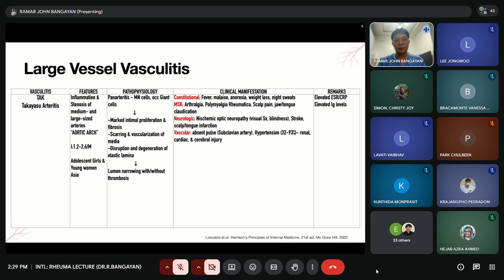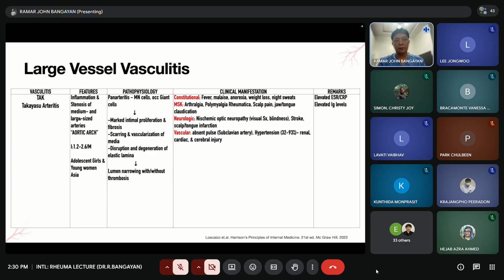What about Takayasu? So Takayasu arteritis is the inflammation and stenosis of medium and large vessel arteries, especially your aortic arc. It's more common than GCA among Asians. It affects young adolescent or young women, especially Asians. Okay? I've seen a lot of patients with Takayasu arteritis. So they have a problem with the aorta, with the aortic arc and its branches. What are the branches? Your carotid and subclavian.